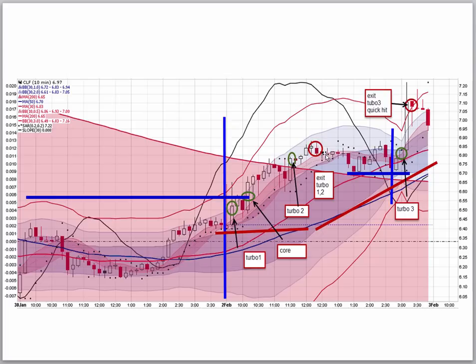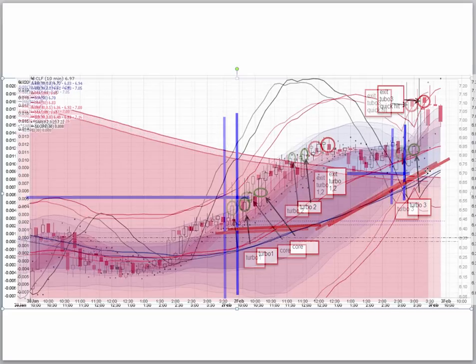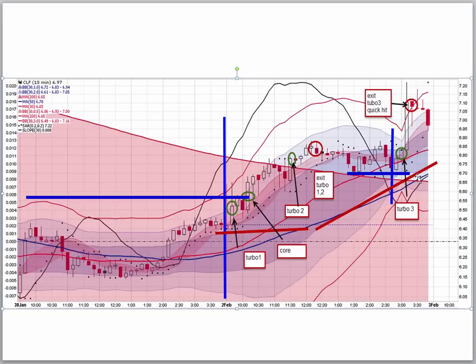We get a pullback in here, and because we're entering into lunchtime and the market is starting to slow down, we go ahead and cash turbo 1 and turbo 2. We keep the core position on. It's got a 50-cent trailing stop, which would now be down around 635 at this level. This turns out to be the stop level that we're using intraday to protect the core position.